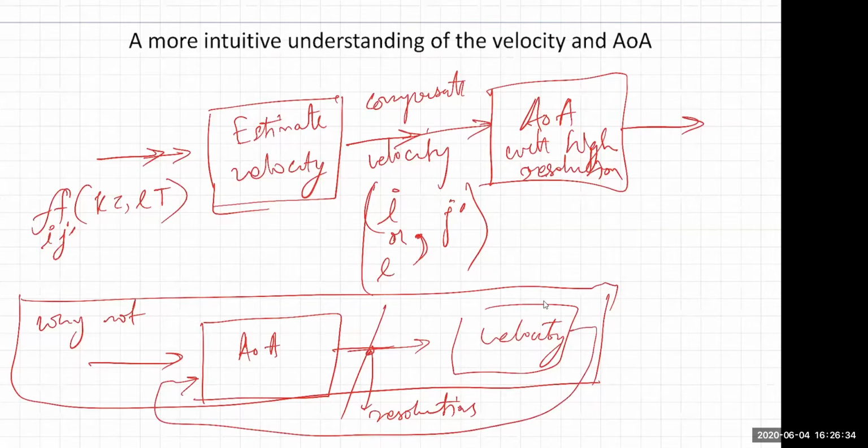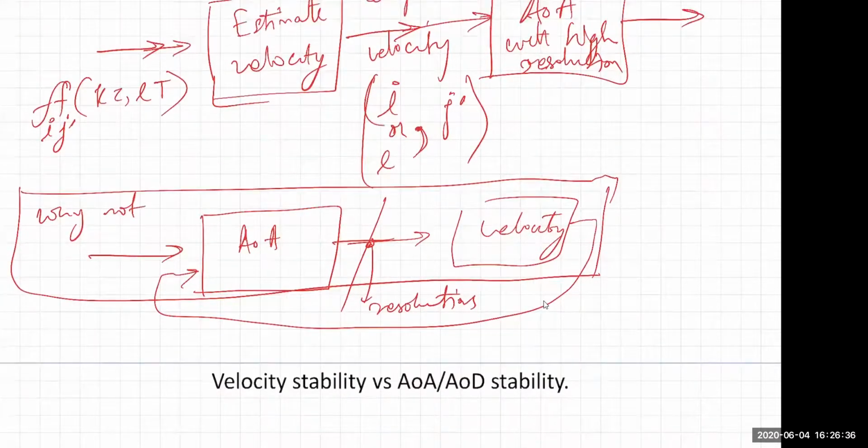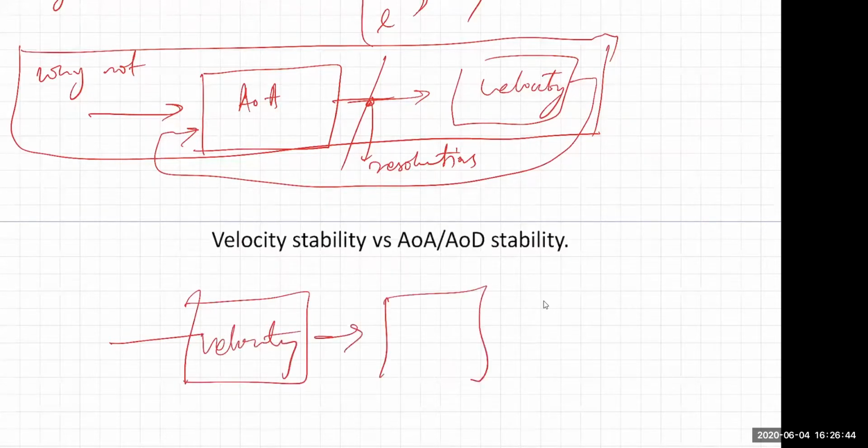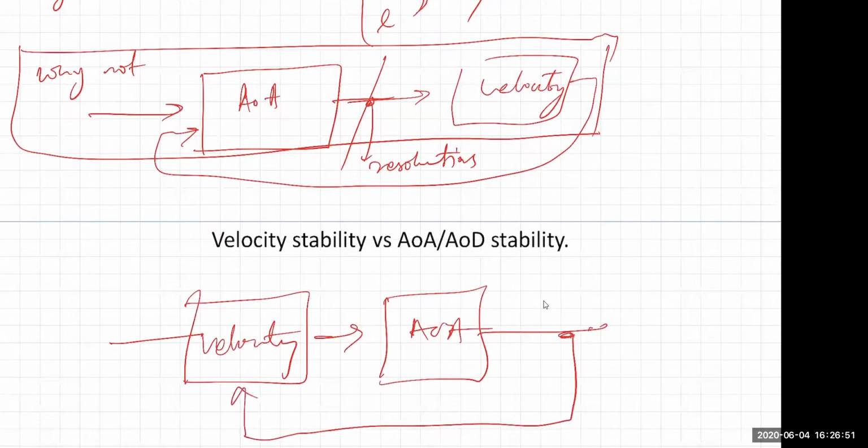On the contrary, once you estimate velocity and then you do AOA, the output of this AOA you can feed back to the velocity model, and compensate those phases to see if the velocity checks out. If the velocity remains more or less the same, then that's one way to go about this iterative process.